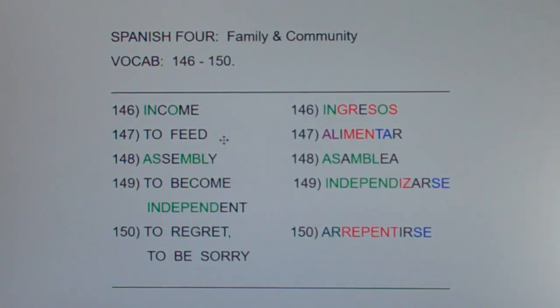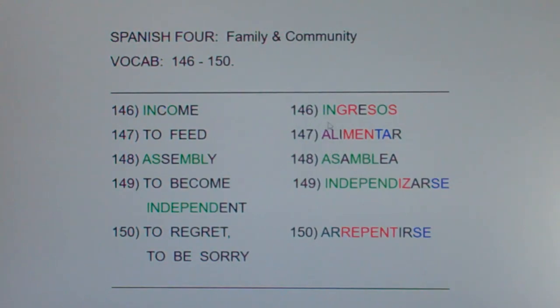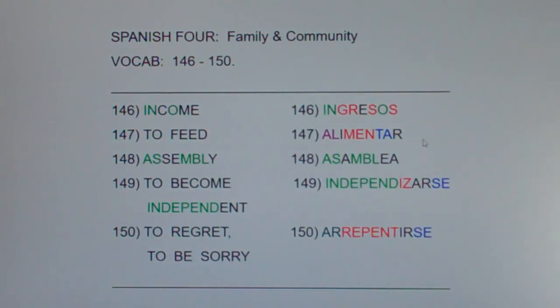Now, to feed is alimentar, okay? All the men on the ranch had to help feed the animals. Say that. All the men on the ranch had to help feed the animals. So all men, M-E-N-T-A-T-A. Alimentar, to feed is alimentar.